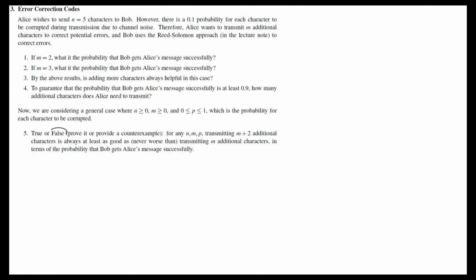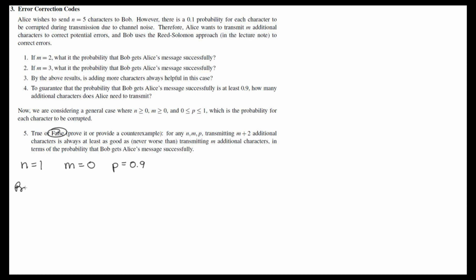So this turns out to be false, and we can actually find a really simple counterexample. So we'll say n is 1, we're trying to transmit only 1 bit of information. M equals 0, so originally we don't send any additional characters. And p is 0.9, so in this case, the probability of corrupting the characters is actually really high.